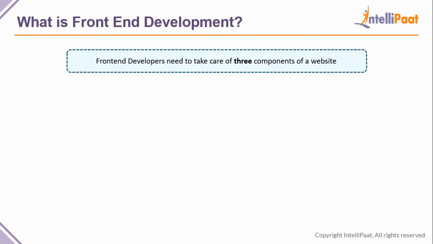Front-end developers need to take care of three components of a website. The structure. So the structure of a website is basically how the content is structured. Where does the form appear in the web page? Where does the heading appear? Is the heading above the paragraph or not? All of these things are taken care of by the front-end developer.